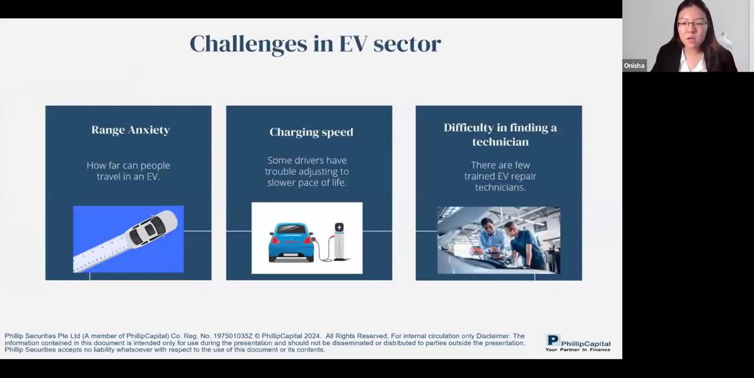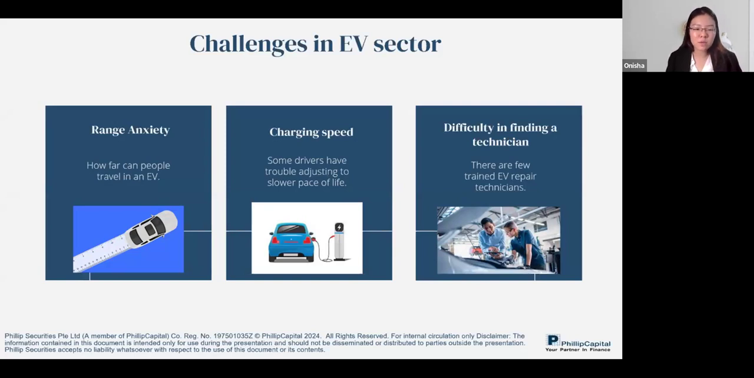Okay. So now let's look at the challenges in the EV sector. There are a few challenges here. First and foremost is range anxiety. If you're using a normal car, you don't need to worry about whether you can find a petrol station or not. But if you're driving an EV, you wouldn't know where the next charging station is, because our public charging stations are not as common as public petrol stations, right? On the road now, we are still heavily relying on ICE cars.